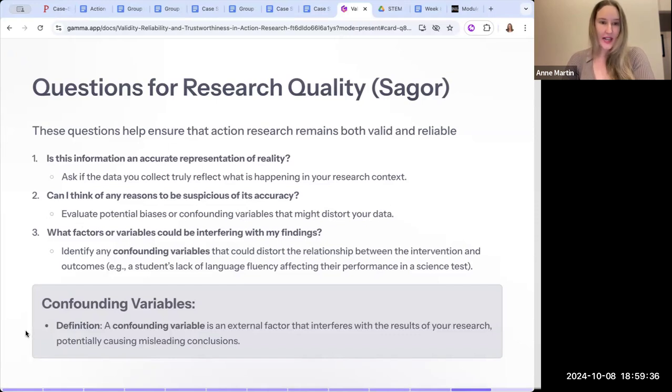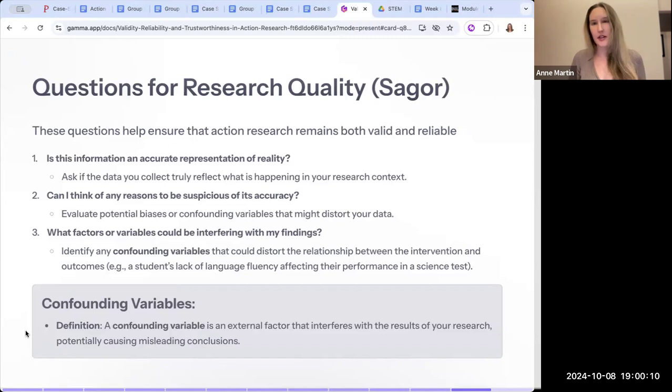And this is related to the idea of a confounding variable. This is when something other than your intervention is impacting your results. So you might see an increase in student achievement, but it's not actually because of your intervention, it's because of something else. So it's important to talk about that in your research paper and say, I saw these results, however, these are some things that happened. And oftentimes this is real life. Things will happen outside of your control in education, and they might have a positive impact.